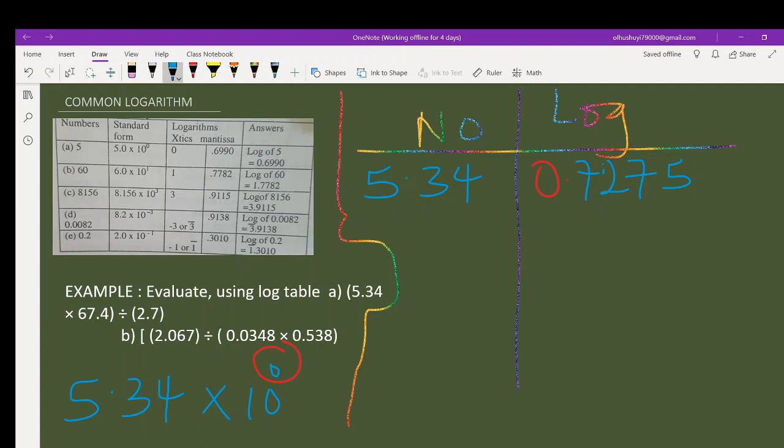Go to the next one. It says times what? 2.72. Don't forget this 2.72 is already in standard form. So what do we have? Your characteristic will be 0 point. Then go and check 27 under 0. Oh, sorry, that's not what we have in the question. It's 2.72, so sorry about that. You have 27 under 2, and 67.